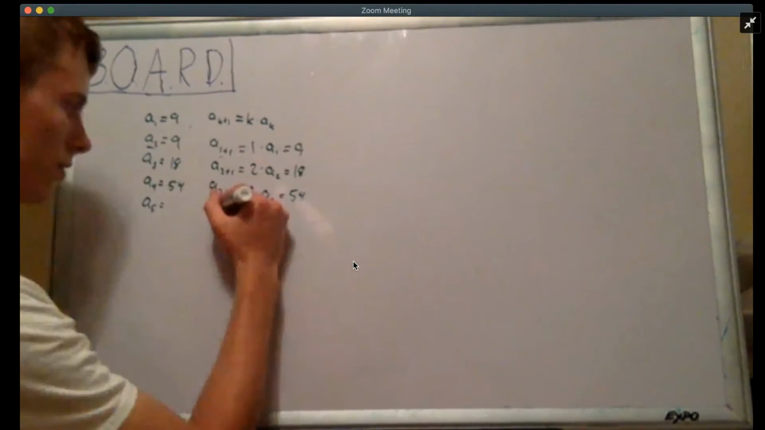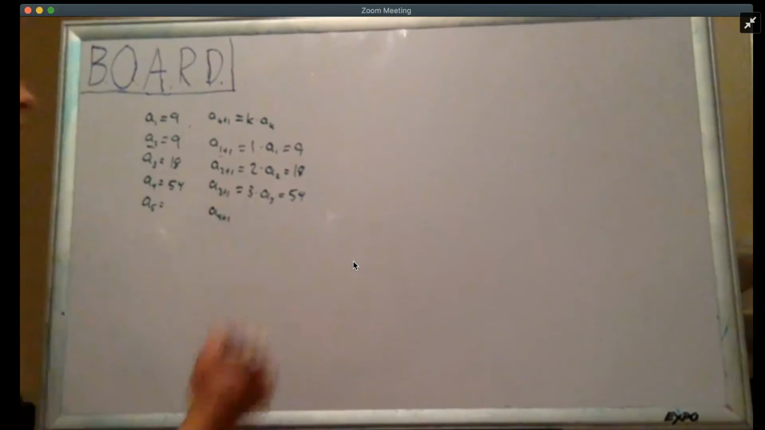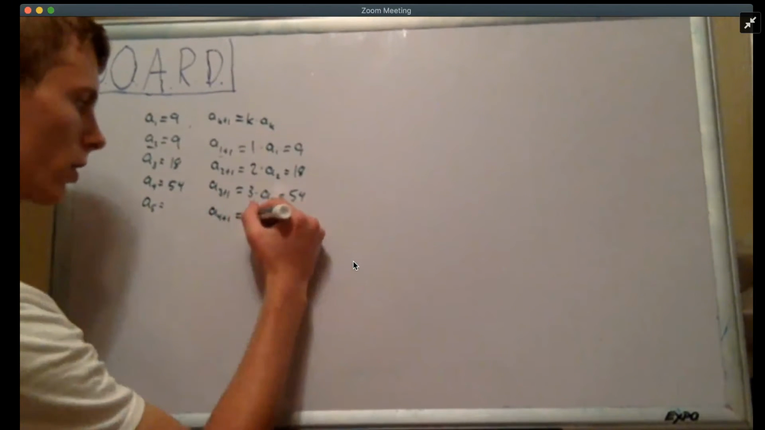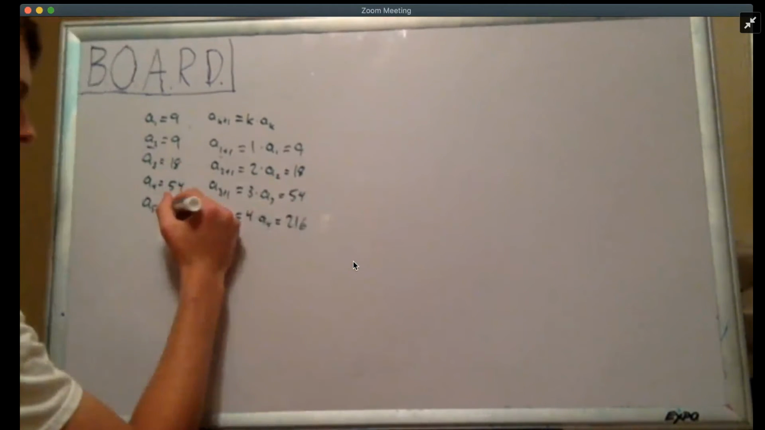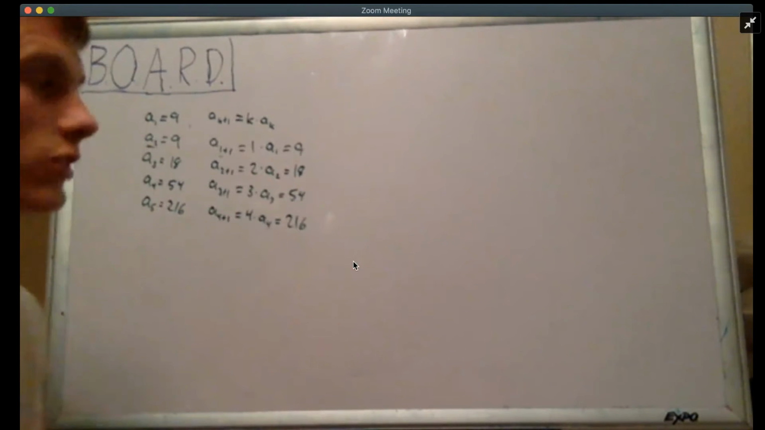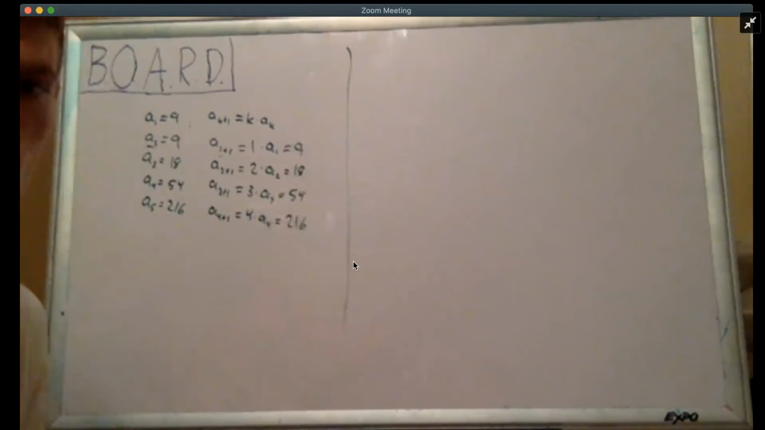A sub 5, same thing. A sub 4 plus 1, 4 times a sub 4, equals 4 times 54, 216. All right, so that was the way they wanted you to do it, but here's the cool way.